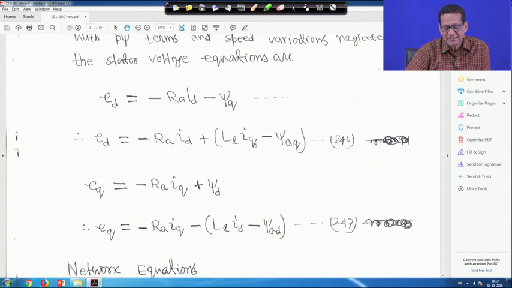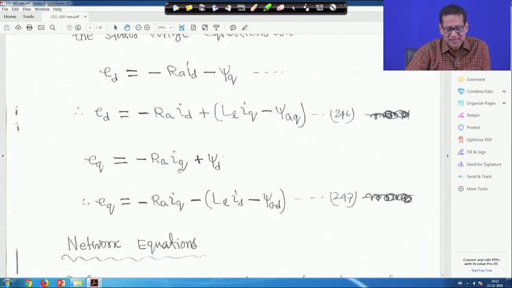This is again coming from figure 20b. This psi Q is equal to LLIQ minus psi AQ. This is figure 20b, if I recall correctly, or just see the previous equations that have been made. So, this is actually equation 246. Similarly, EQ is equal to minus RAIQ plus psi D, and this psi D is equal to LLID minus psi AD. This equation again is from figure 20a, just go back to that. Therefore, EQ is equal to minus RAIQ plus LLID minus psi AD. This is equation 247.